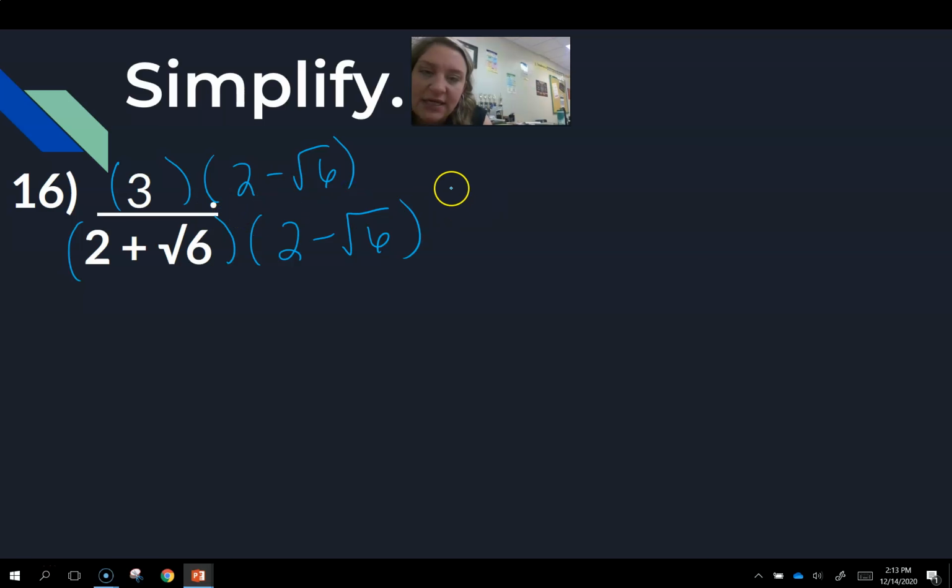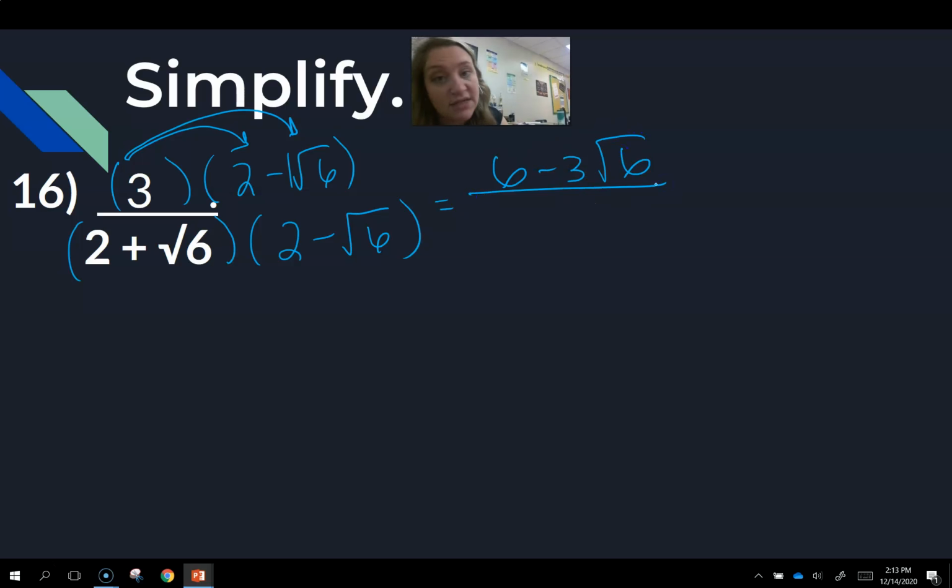Let's see what happens here when I multiply. So 3 times 2 is 6. 3 times negative 1 square root 6 gives me negative 3 square root 6. My denominator, 2 times 2 is 4. 2 times negative square root 6 is negative 2 square root 6. Then I have positive 2 square root 6. Then I have negative square root of 36.